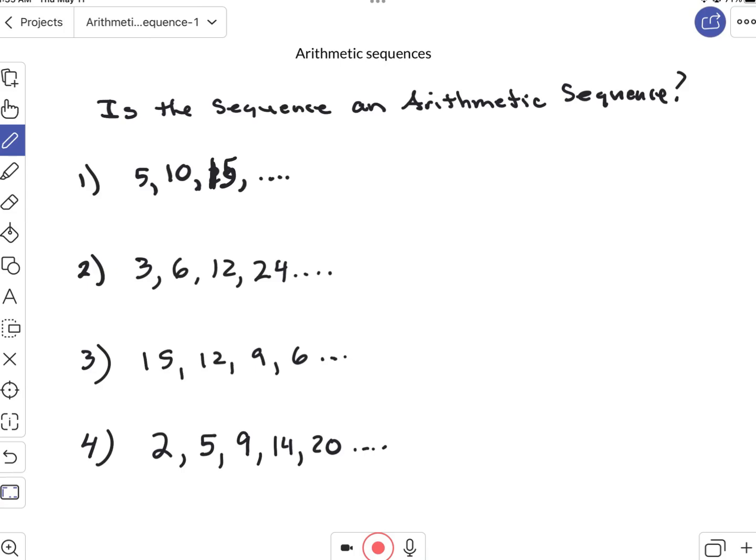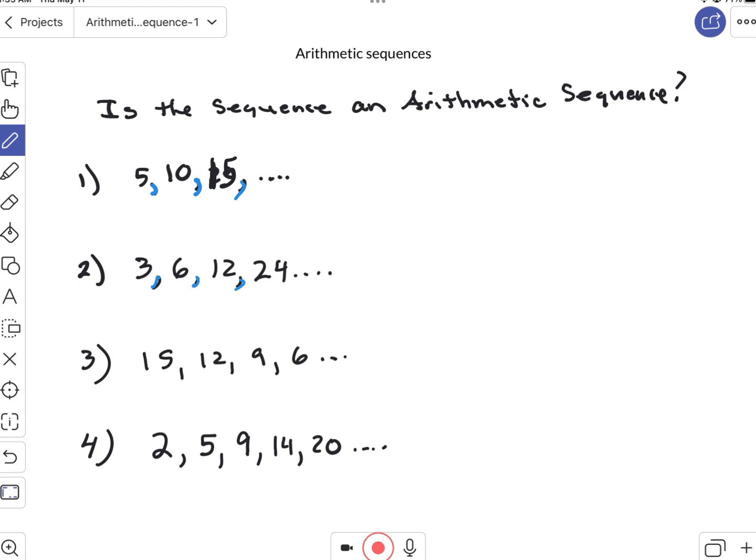Okay, so today we're starting Chapter 8, and Chapter 8 is on arithmetic and geometric sequences and series. In 8.1, we're just going to focus today on arithmetic sequences. So a sequence is when you have a list of values. That is called a sequence.